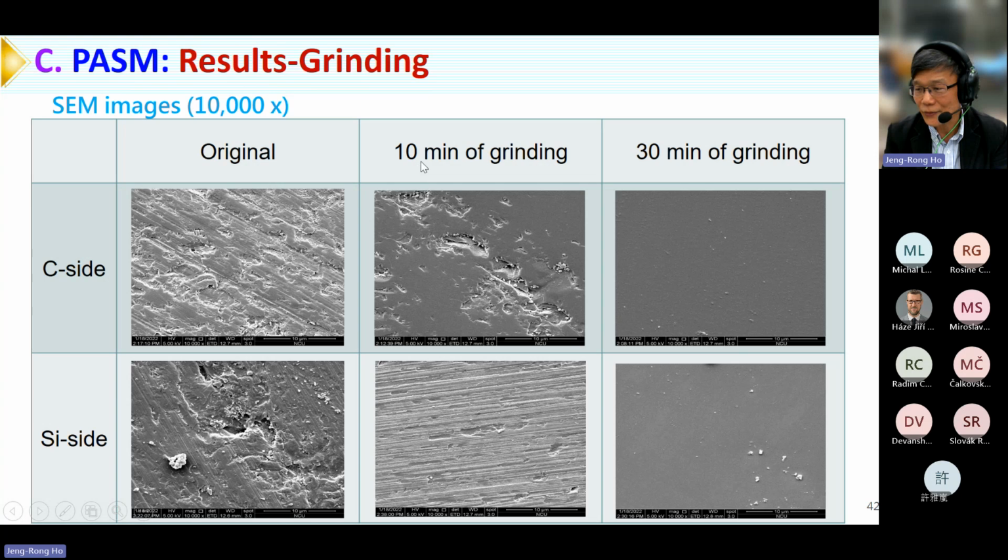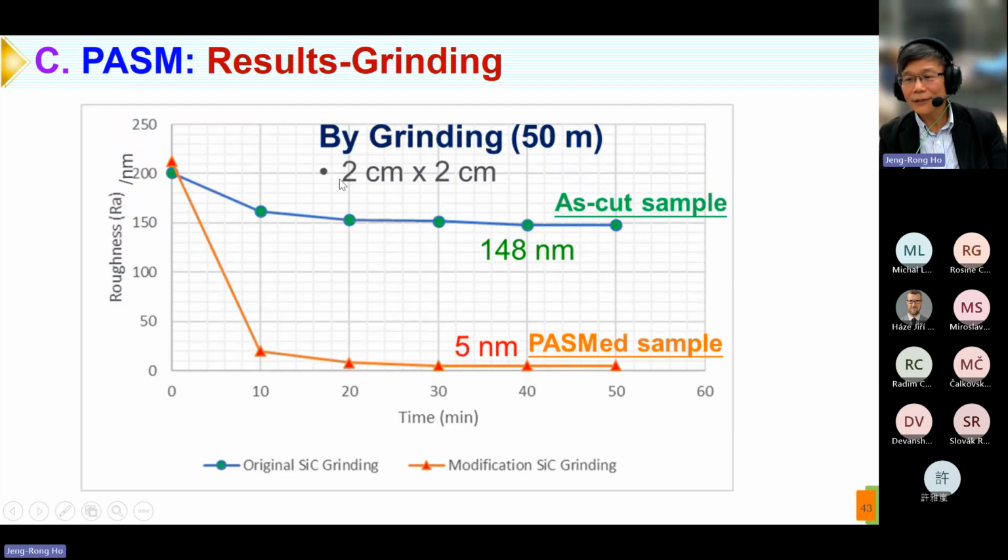After 10 minutes of grinding, you can see the carbon side is getting better. On the silicon side, we can still see the scratch from the diamond saw, the line saw scratch. After 30 minutes of grinding, we already achieve a very flat surface with very low surface roughness.